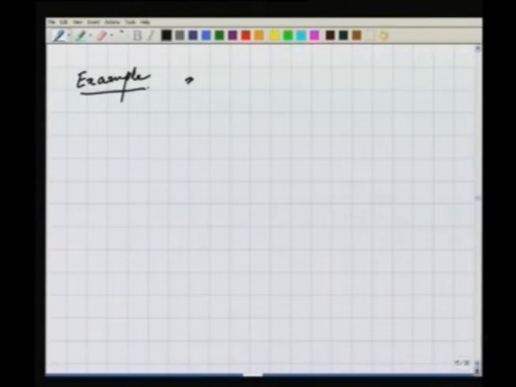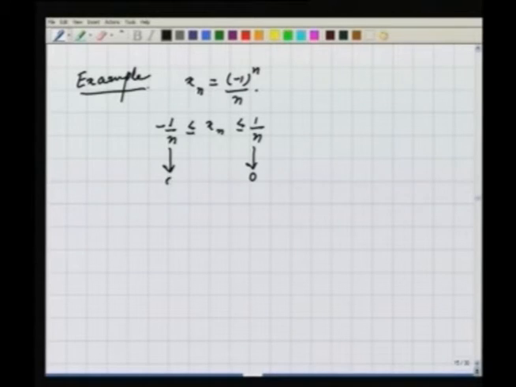Let us consider the sequence xn equals minus 1 to the power n by n. Notice that minus 1 by n is less than or equal to xn, and this is less than or equal to 1 by n. And I anyway know that this converges to 0; it is easy to prove. If you apply the sandwich theorem, it implies that xn converges to 0.